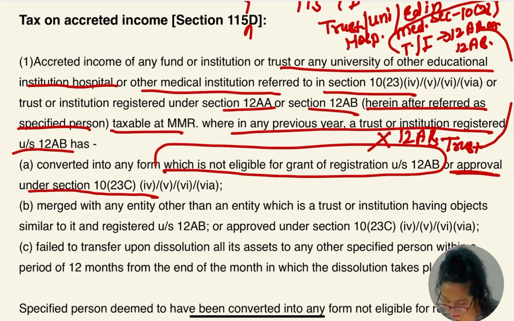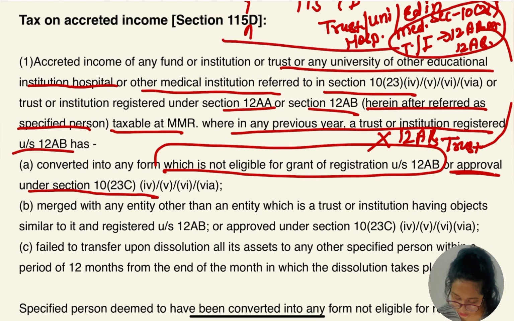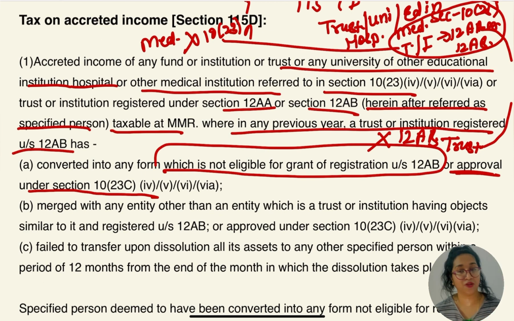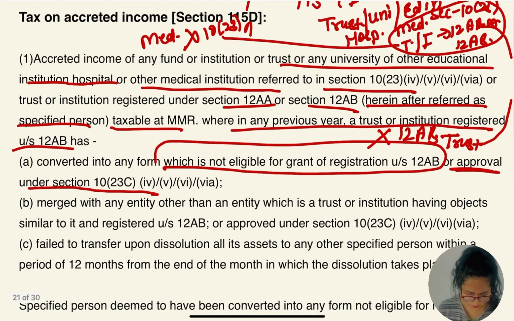Okay, for these medical institutions, again, if they want to merge into some other medical institution which is not registered under 10(23C). Okay, so for the trusts under 12AA, 12AB, they are going to be merged into any other trust which has not taken the registration or which is not eligible to take the registration under section 12AB. Okay, hope this point was clear.